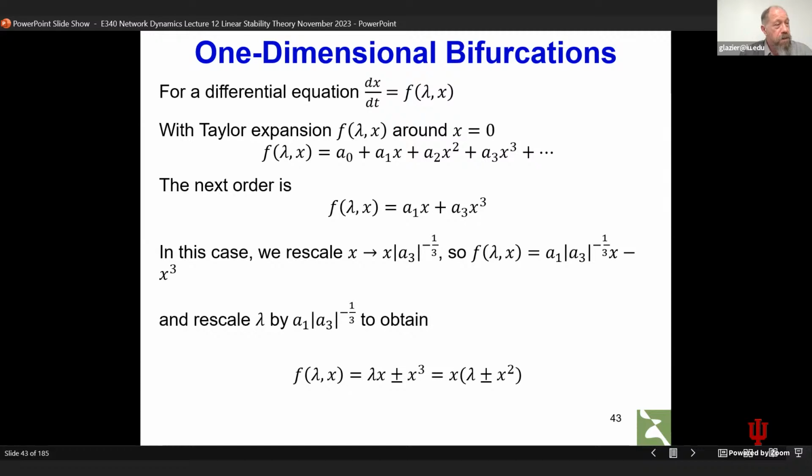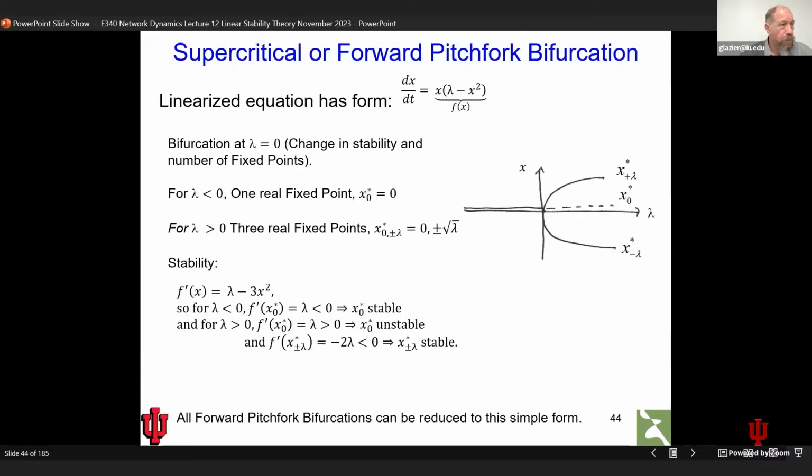The next one that we have is the x cubed. Here we have to divide through by a3 to the 1/3 power, so not as pretty. We're left with f of lambda comma x equals lambda x plus or minus x cubed. We can pull out the x to make it look a little simpler: x times lambda plus or minus x squared. So here, our equation is of the form dx by dt is equal to x times lambda minus x squared.